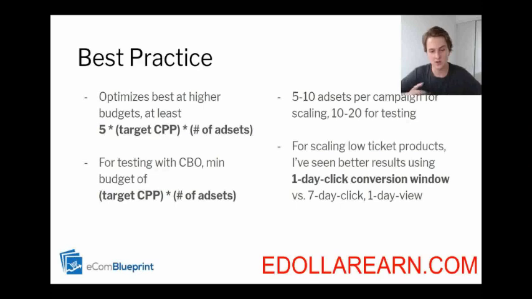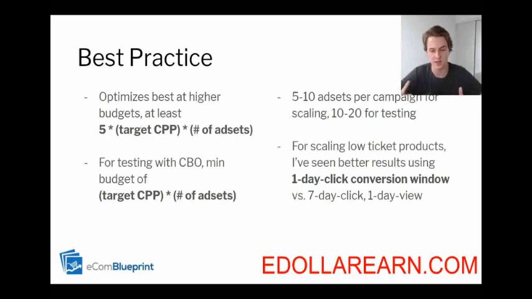And so the minimum amount that I'll start with for a CBO scaling campaign is 5 times my target cost per purchase times the number of ad sets. And by target cost per purchase, I mean the benchmark that you've been getting on your ad account and what you expect to get. And so if your target cost per purchase is $10, then that would be 50 times the number of ad sets for your minimum budget. And like I said, this is for a CBO scaling campaign. So this is for audiences that you've already tested before and are profitable, and now you want to scale them and give them the best chance to perform well.